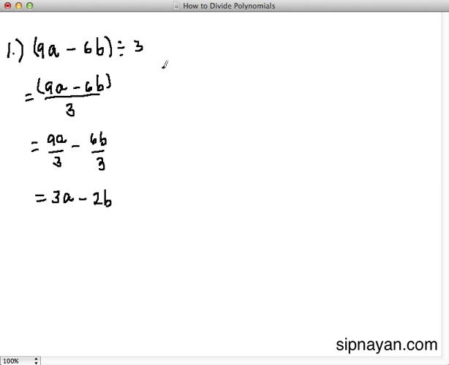So another way to look at this is, di ba, pag nag-divide tayo ng 3, it is the same as multiplying the number by 1/3. So, pwede natin i-convert ito sa multiplication, magiging equal siya sa 9a minus 6b times 1/3. Pwede natin ilagay 1/3 dito, kasi ang multiplication naman ay commutative.